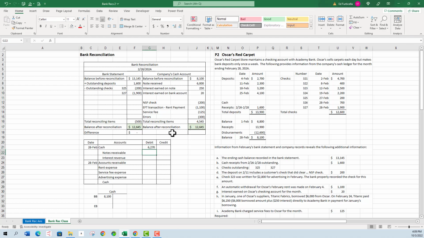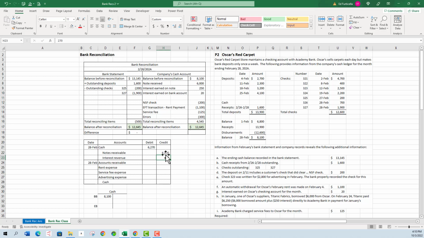We will credit notes receivable for $6,000 and interest revenue for $270. Notes receivable is credited because notes receivable is an asset that is decreasing due to our customers' payment to us. Assets decrease on the credit side. We will also credit interest revenue for $270 to record the interest earned of $250 on the note and $20 interest earned on the bank account balance. Revenue accounts increase on the credit side.